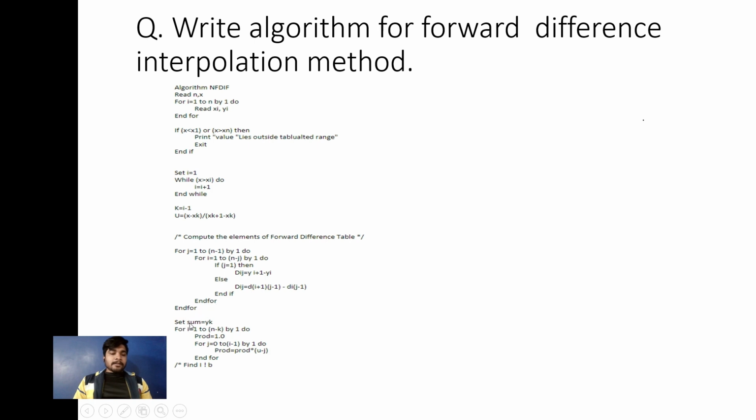Set sum equals yk. Now for i equals 1 to n minus k by 1, do prod equals 1.0. For j equals 0 to i minus 1 by 1, do prod equals prod into u minus j.